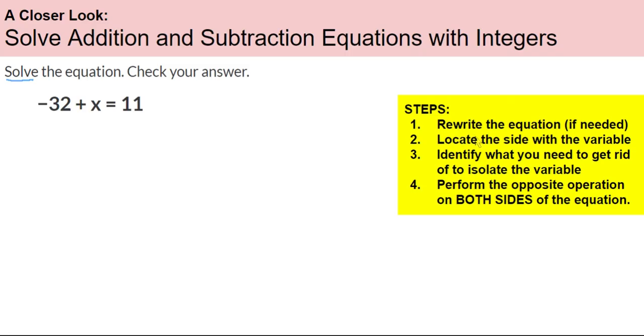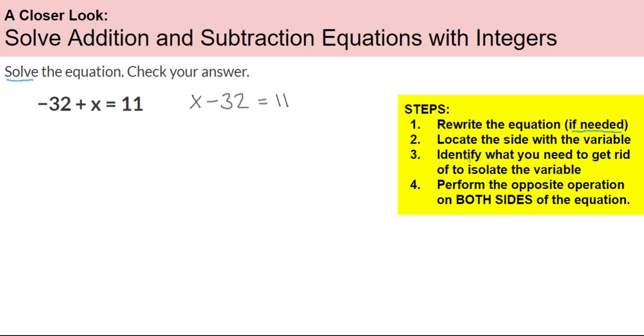Step one, it says rewrite the equation if needed. What that means is just to make it simpler and easier for you to understand. Like maybe there are double negatives. There's no double negatives here, but we could rewrite it. Remember the commutative property. I'm going to put the x in the front, and I'm going to move the -32 next to it. So instead of -32 plus x, it's like saying x minus 32 equals 11. They mean the same thing, but it just looks nicer to me. All right, so that's step one.